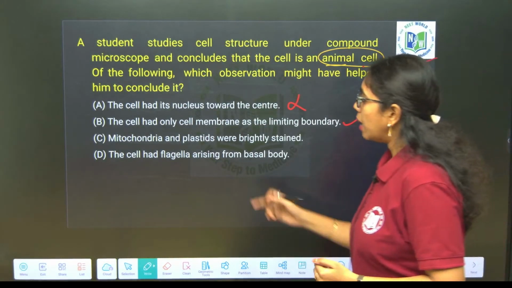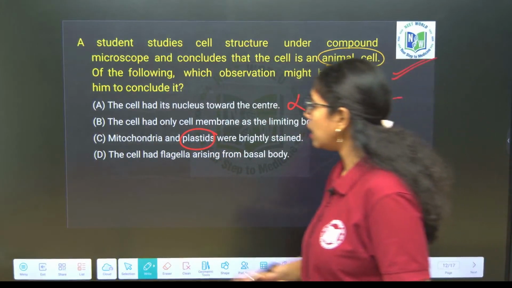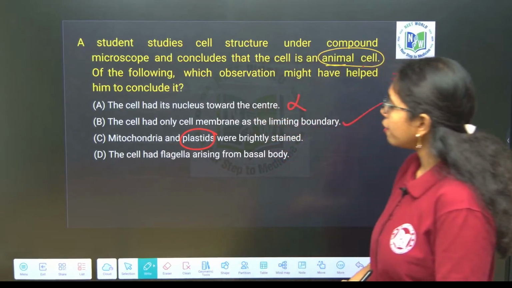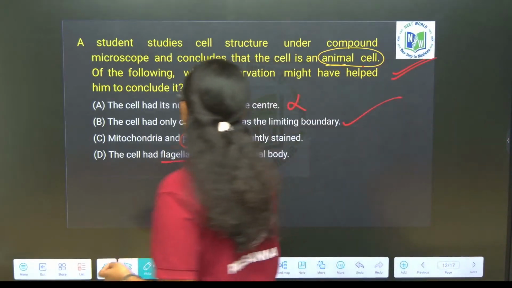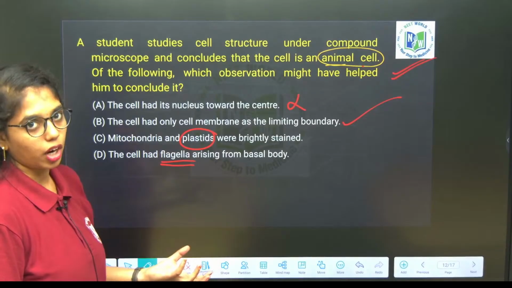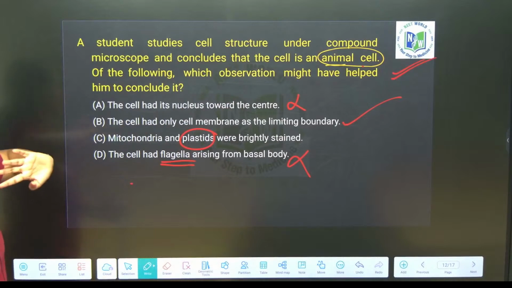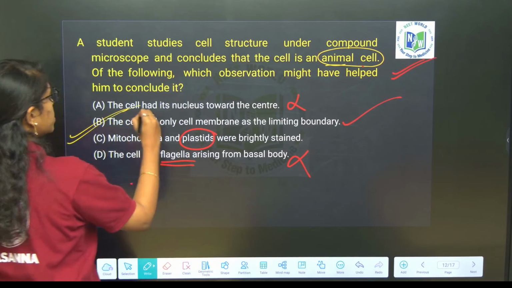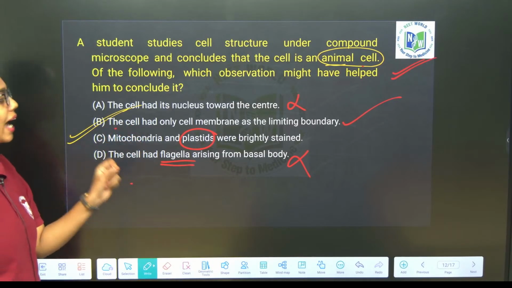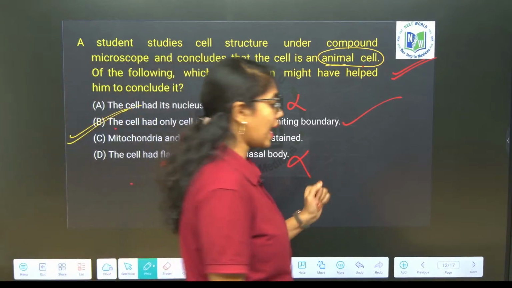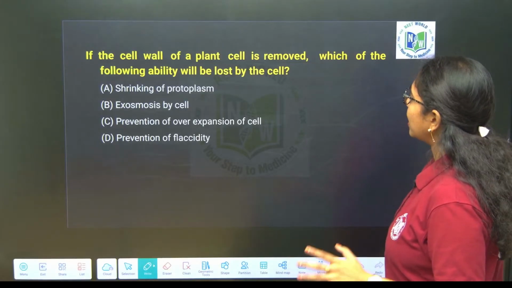And in option C, mitochondria and plastids are brightly stained. No, plastids will not be present in the animal cell. And then option D, the cell and flagella arising from the basal body. No, from the basal body the flagella will arise both in animal cell and a prokaryotic cell. So this might not be the case. So the option with which we can get convinced is option B. The cell had only cell membrane as the limiting boundary in the animal cell. Clear, right? Next, the cell wall of the plant cell is removed.